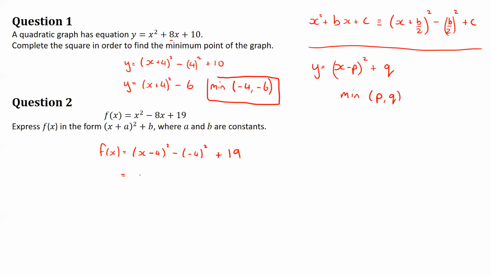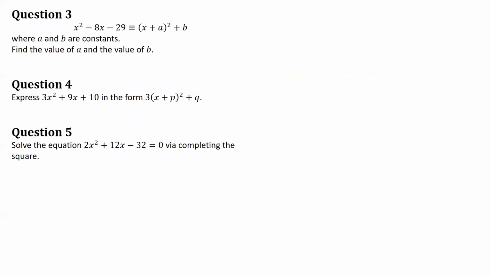On the next one, we've got f of x is therefore equal to x minus 4 squared, and we just want to tidy this up. This is a minus 16, and then we've got a plus 19, so we've got a plus 3. So just to finish this off properly, I know that a is minus 4 and b is 3. So I'm just giving the question what we're pointing towards there.